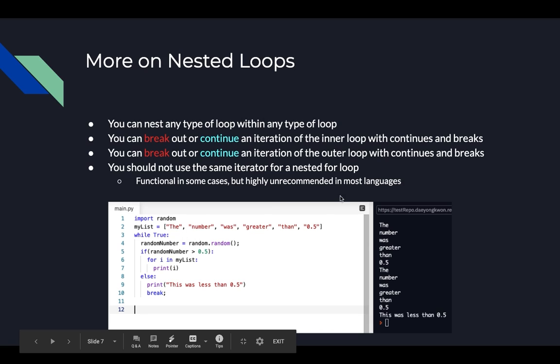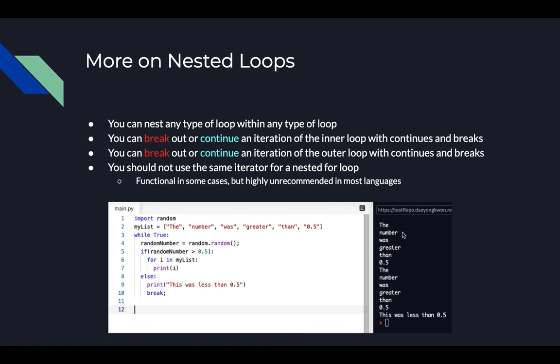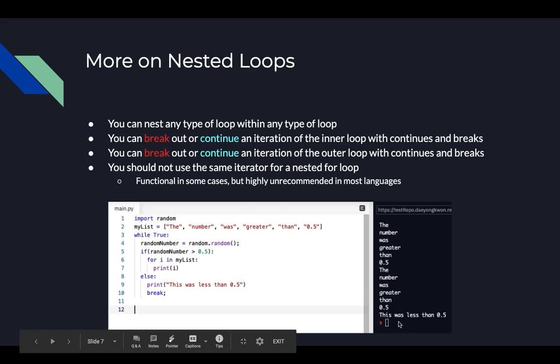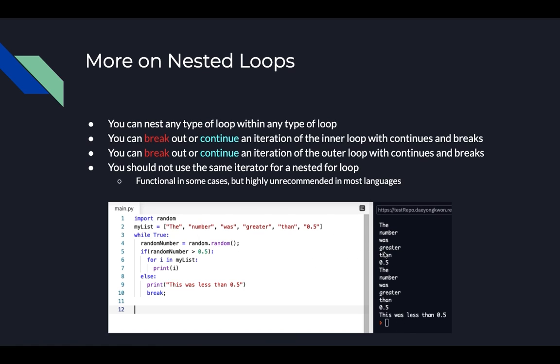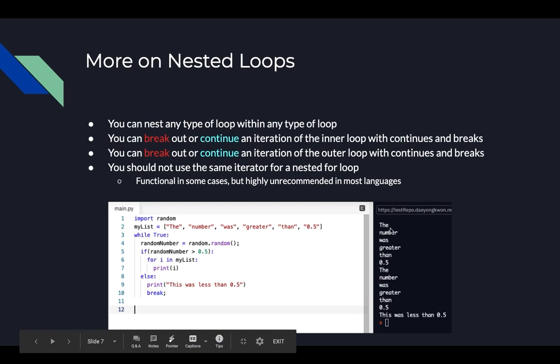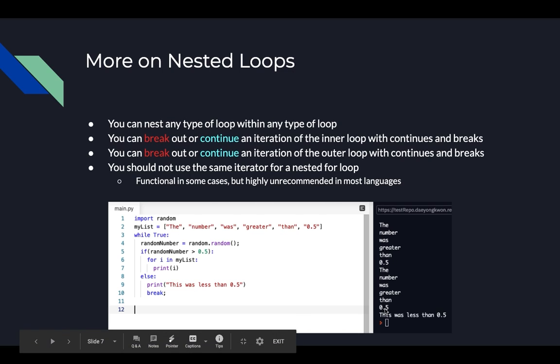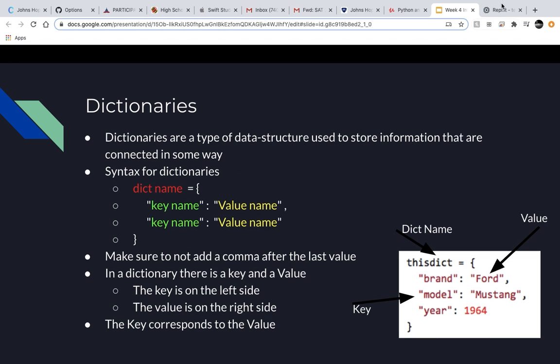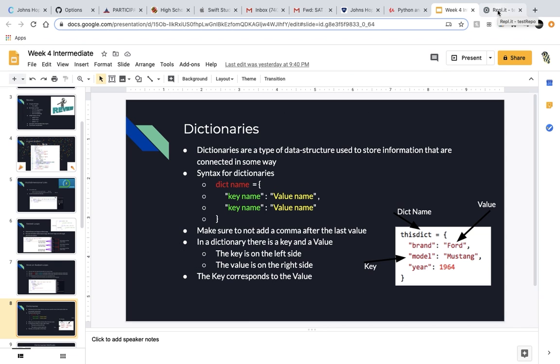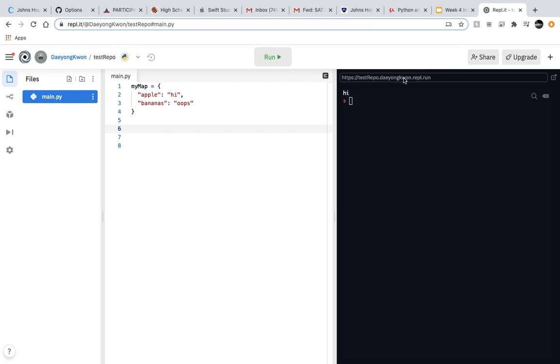So as you can see here, in this case, when I ran it, it did it 2 times before stopping. The first time it ran, the random number probably was greater than 0.5, so it printed everything here. And the second time it was also greater than 0.5, so it printed here. And the last time it was smaller than 0.5, so it says this is less than 0.5, and then it stopped. So that's that. Before I do dictionaries, I want to show some examples, just so nobody gets confused.